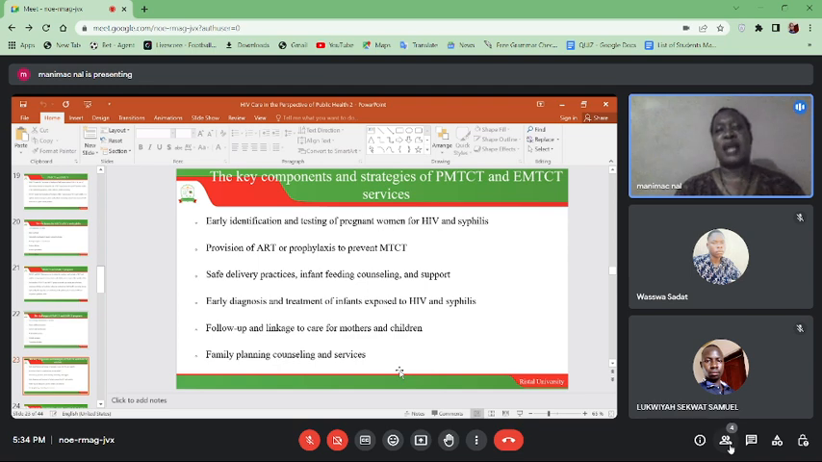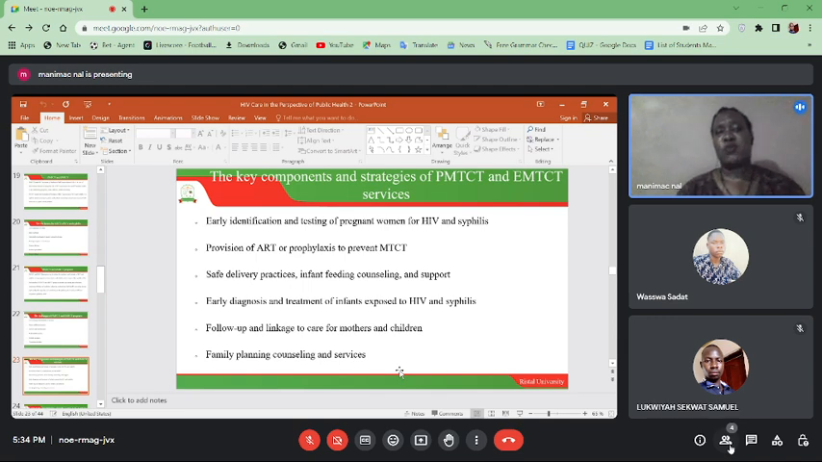So we need to early diagnose or test, and if we test, then we know the state or the situation that the mother or pregnant women are in. That is strategy number one. Number two, we need also to provide ART or any other preventive drug, prophylaxis, which can help a mother not to transmit the disease to her unborn baby.